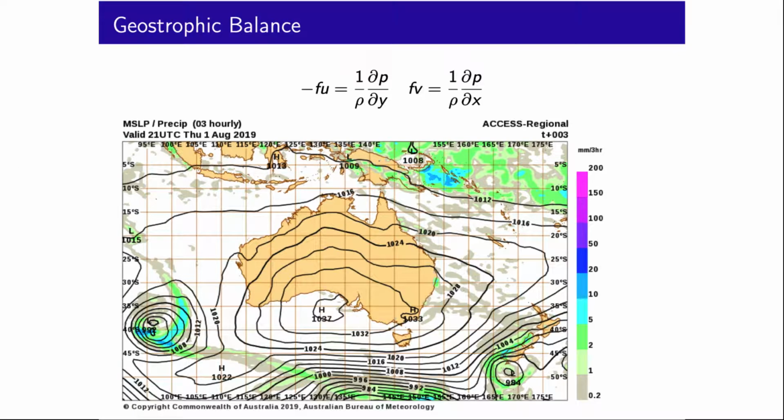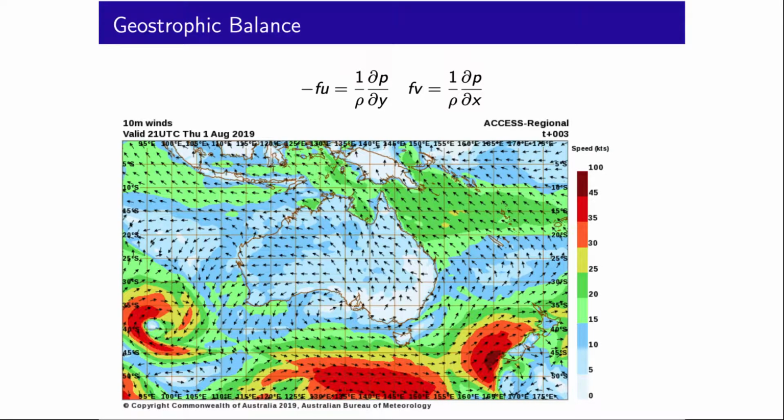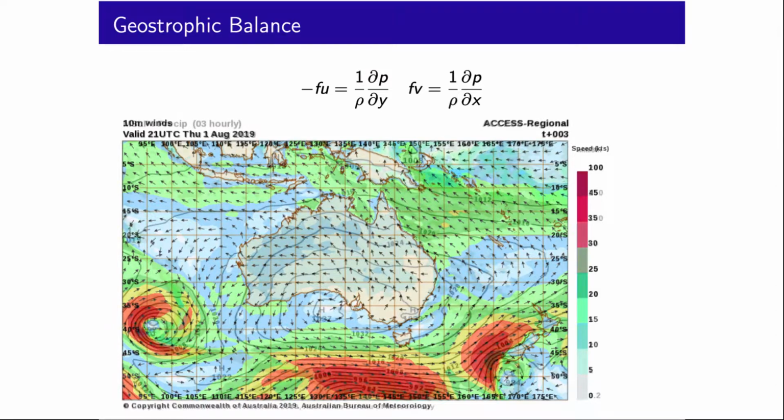The geostrophic balance is apparent in weather maps, where the spacing between the isobars reflects the local horizontal pressure gradient. Where the pressure gradient is large, the wind speed is also large, and the winds are oriented so as to blow along the isobars, normal to the pressure gradient.